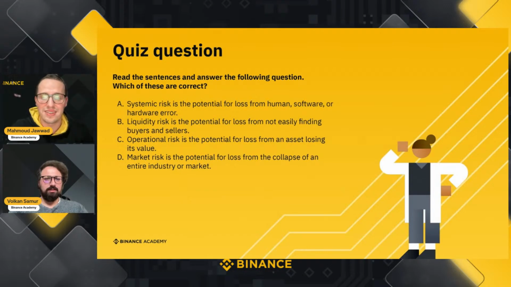A, systematic risk is the potential for loss from human, software, or hardware error. B, liquidity risk is the potential for loss from not easily finding buyers and sellers. C, operational risk is the potential for loss from an asset losing its value. Or is it D, market risk is the potential for loss from the collapse of an entire industry or market? This time, only one is correct. So just to give you a hint.